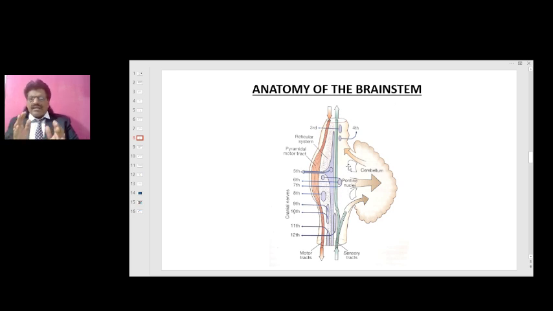And some of the cranial nerves are placed medially, some are placed laterally. The cranial nerves which can divide 12 into equal parts are placed medially. The cranial nerves which cannot divide 12 into equal parts are placed laterally. For example, in the midbrain, the 3rd and 4th cranial nerves can divide 12 into equal parts. 12 by 3 is 4, 12 by 4 is 3. So they are placed medially.